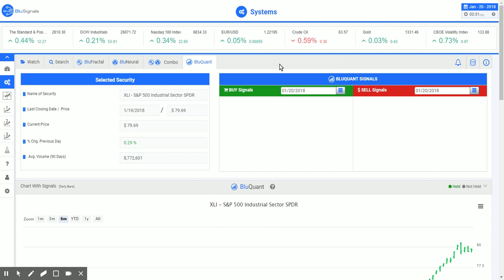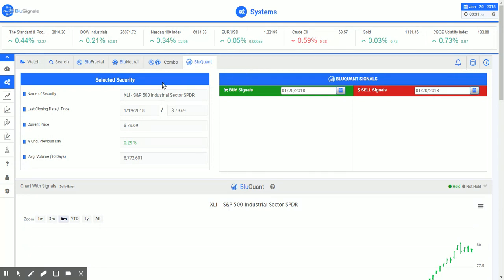Here we have the BluQuant system. BluQuant can be accessed through the left navigation Systems tab and then the BluQuant tab.